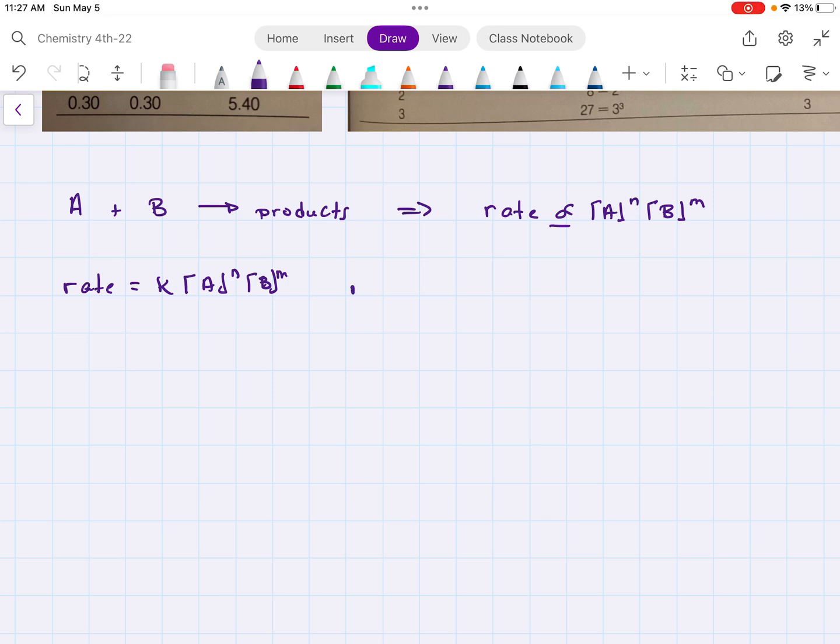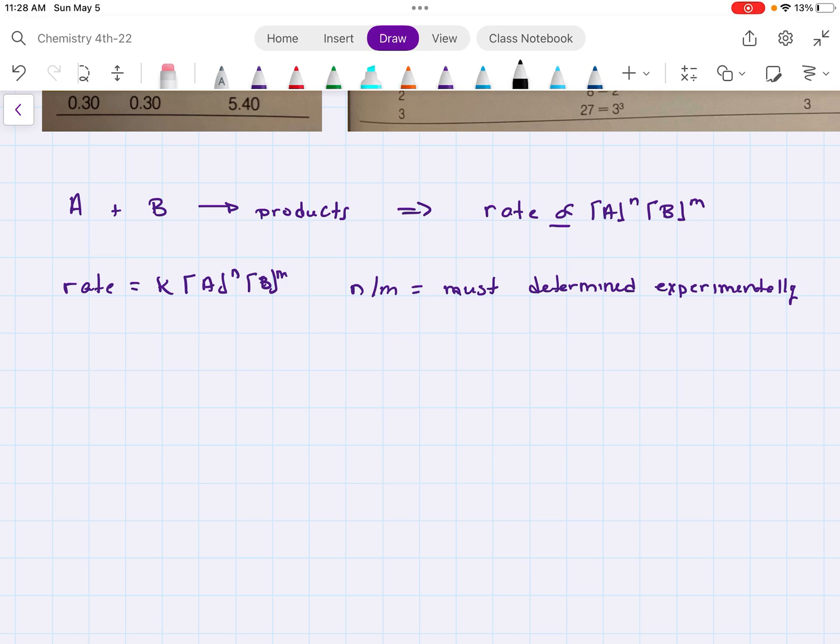Now, n and m must be determined experimentally. Okay, it must be determined experimentally. So let's take a look at a reaction, right? Let's take a look at a reaction.